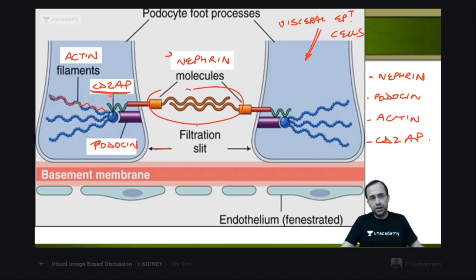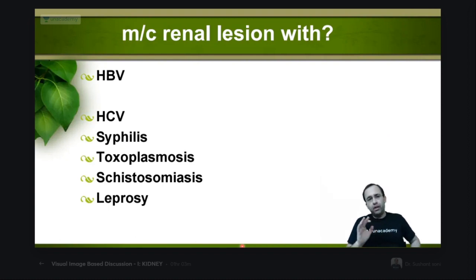Next point. This gets us to our next set of questions. Before I go to the image per se, let us have a look at this. Most common renal lesion associated with hepatitis B virus.